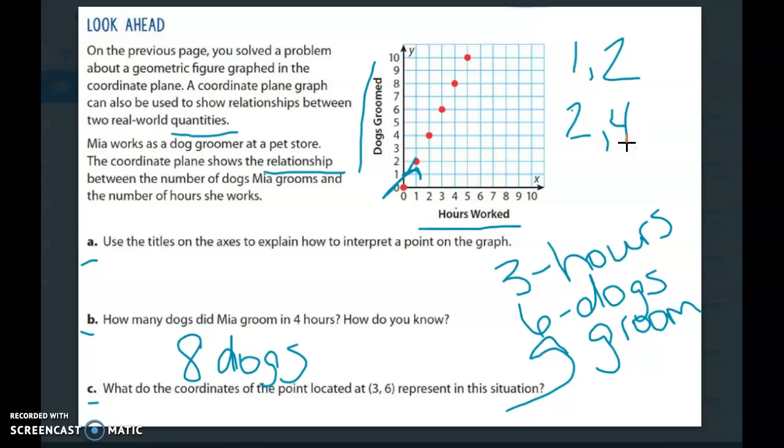She grooms 4. In 3 hours, how many dogs does she groom? 6. So think about every hour that increases, how many more dogs is increasing? 2 dogs. She's adding 2 dogs every hour. So for each hour she completes, she can groom 2 more dogs, 2 times that amount.